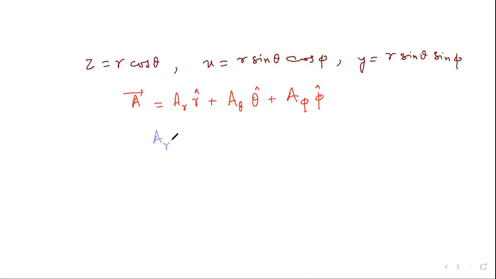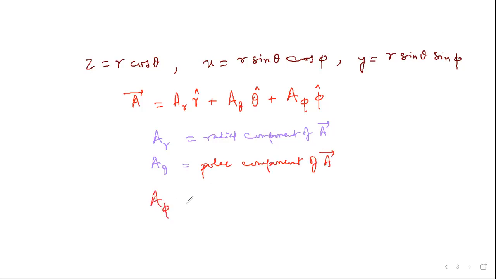A_r is called the radial component of vector A. A theta is called the polar component of A, and A phi is called the azimuthal component of A. We have the radial component of A, polar component of A, and azimuthal component of A.